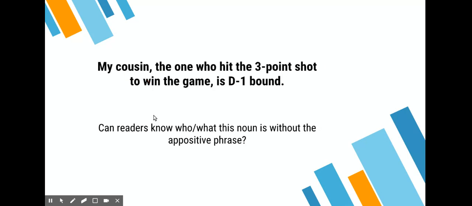In the second example, however, we're going to keep it the same way. We're going to identify the appositive phrase. In this case, it is the one who hit the 3-point shot to win the game. And we're going to ask ourselves the same question: can readers know who or what this noun is without the appositive phrase? If I remove the appositive, it would be, my cousin is D1 bound. That sentence on its own makes sense. Cousin is specific enough that you don't necessarily need the explanation here. Therefore, you put commas around the appositive phrase.